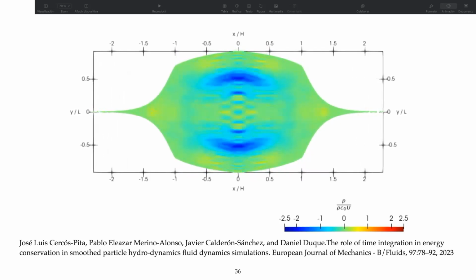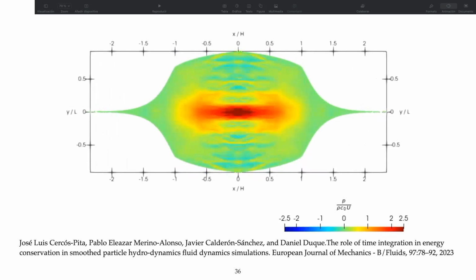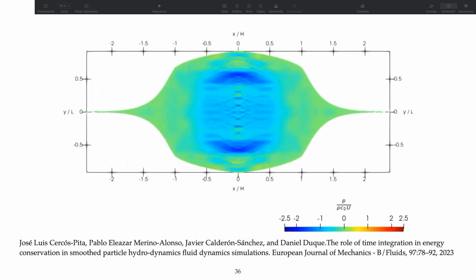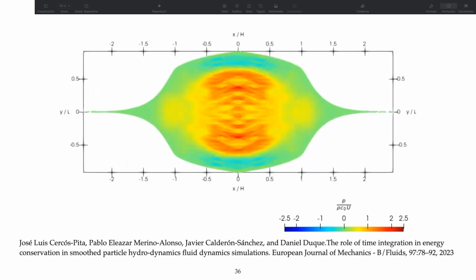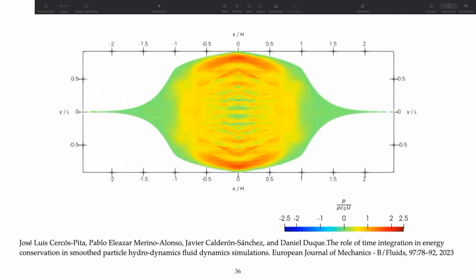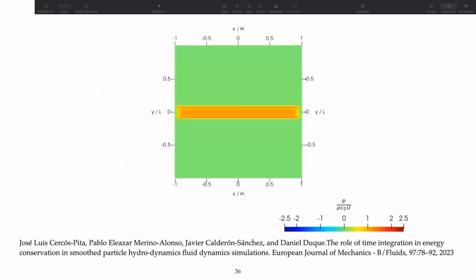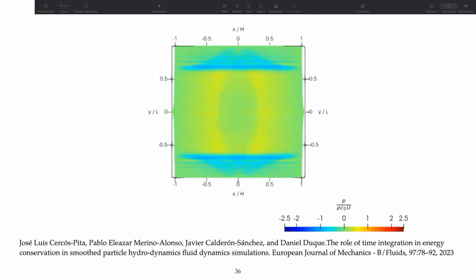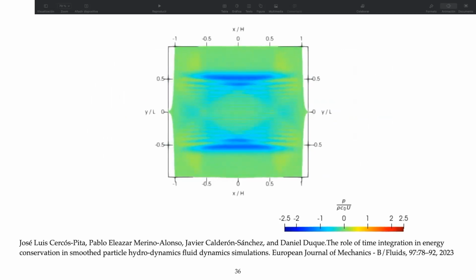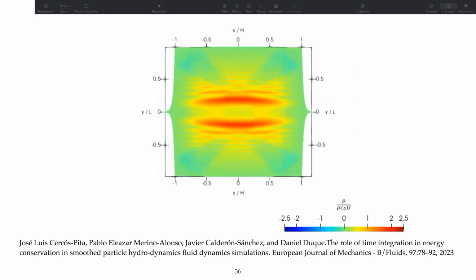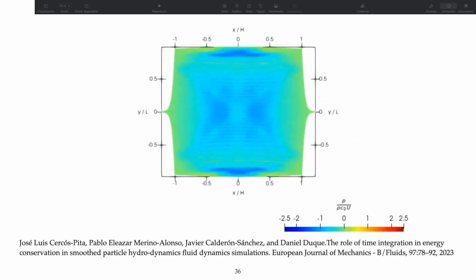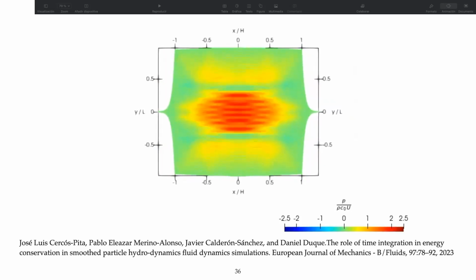Now, this result was first presented by José Luis Cercós-Pita at the SPHERIC workshop in the year 2020, and also published in the following article in the European Journal of Mechanics. So we believe that this is an interesting result, as, to the best of our knowledge, it is the first stable simulation presented of a non-diffusive case without using delta SPH.